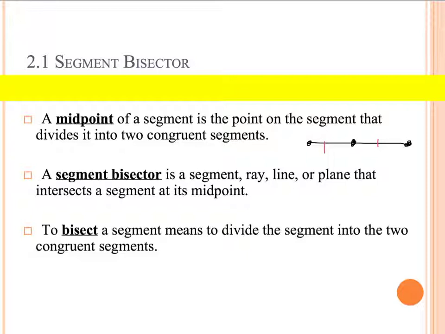A segment bisector is a ray or line or plane that intersects a segment at its midpoint. So if I drew a line here going right through that point, that blue line right there would be a segment bisector. And to bisect a segment means to divide the segment into two congruent segments. So if I just tell you that that is a segment bisector or a line bisector, that is going to tell you that both sides are going to be equal.